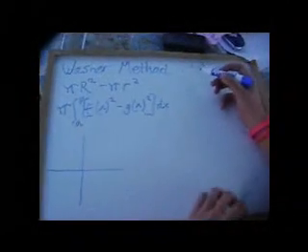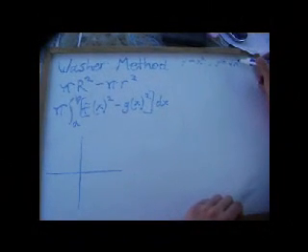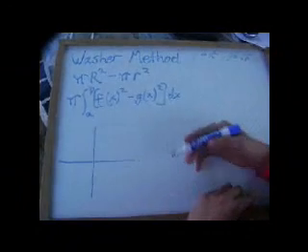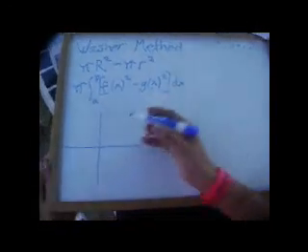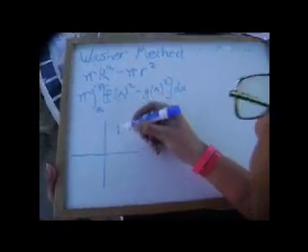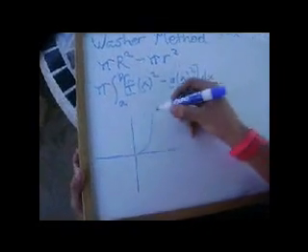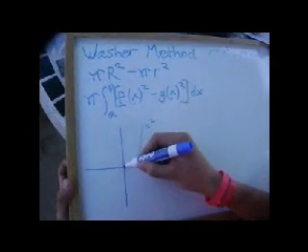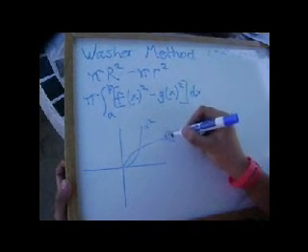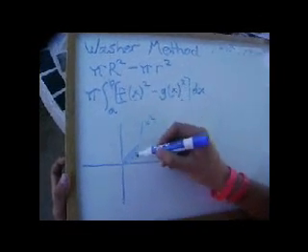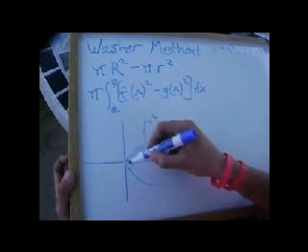Okay, given the functions y equals x squared and y equals radical x, we're going to rotate it around the x-axis. So first we have to graph them. This is x squared, and this is radical x. Now we rotate it around the x-axis.